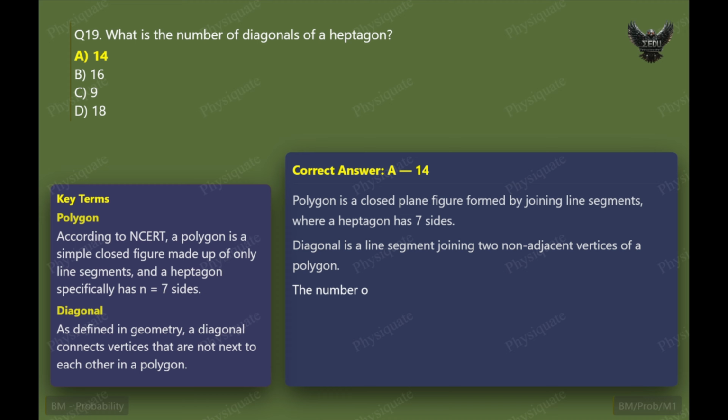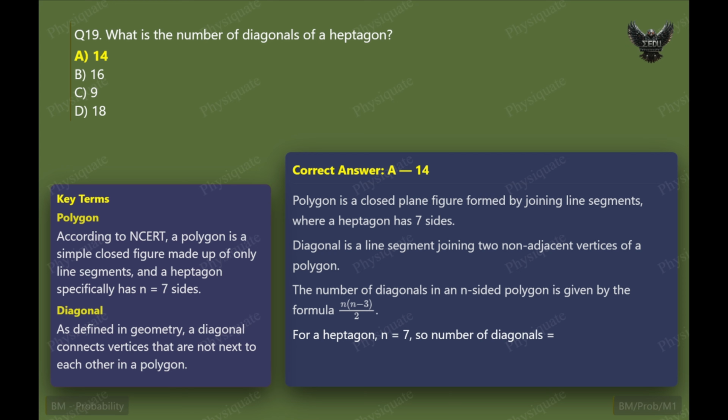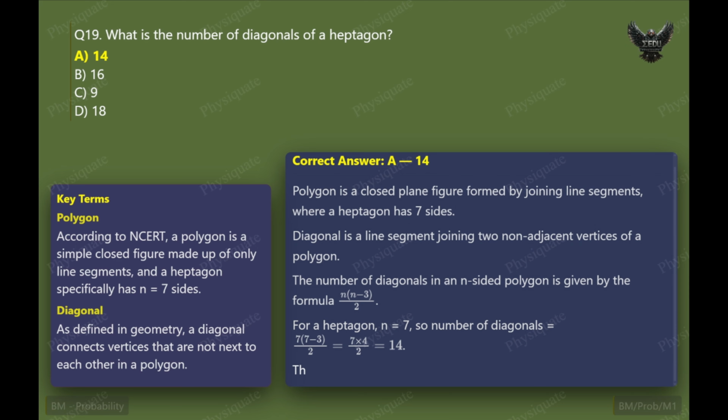The number of diagonals in an n-sided polygon is given by the formula n(n-3) divided by 2. For a heptagon, n equals 7, so number of diagonals equals 7 times (7 minus 3) divided by 2 equals 7 times 4 divided by 2 equals 14. Thus, the number of diagonals in a heptagon is 14.